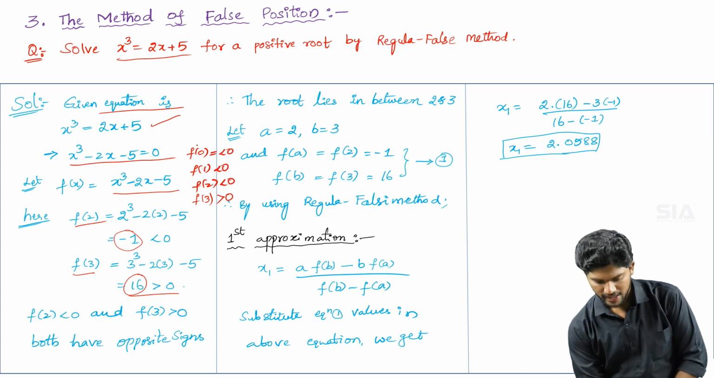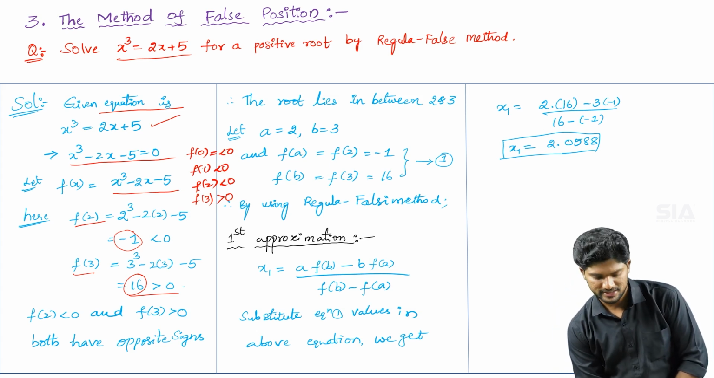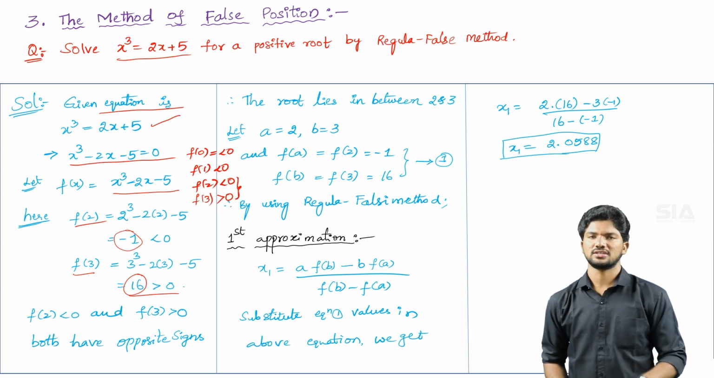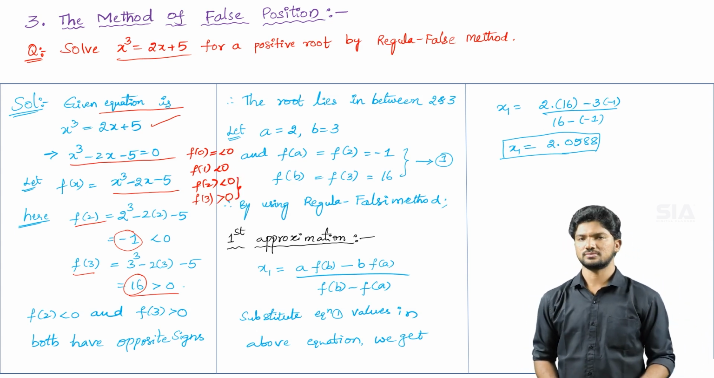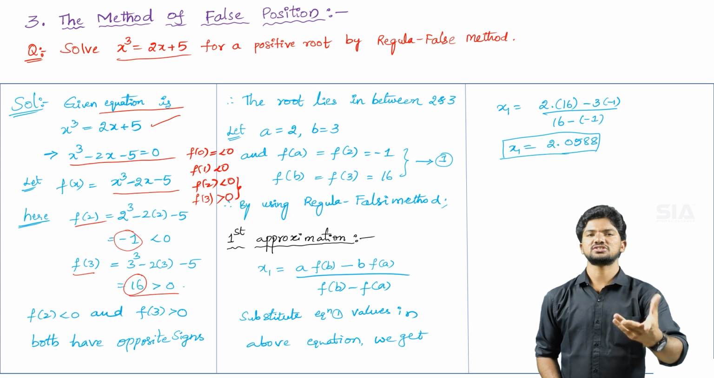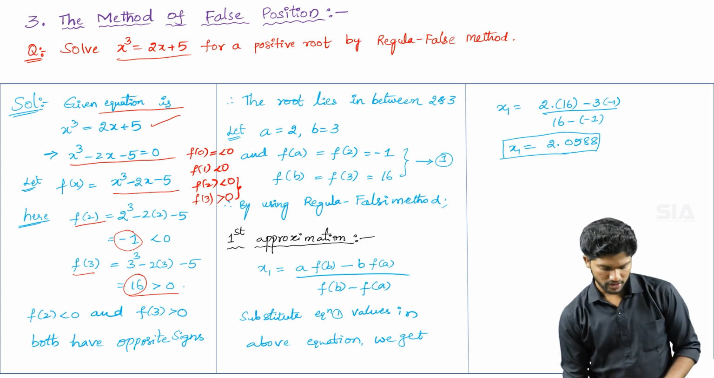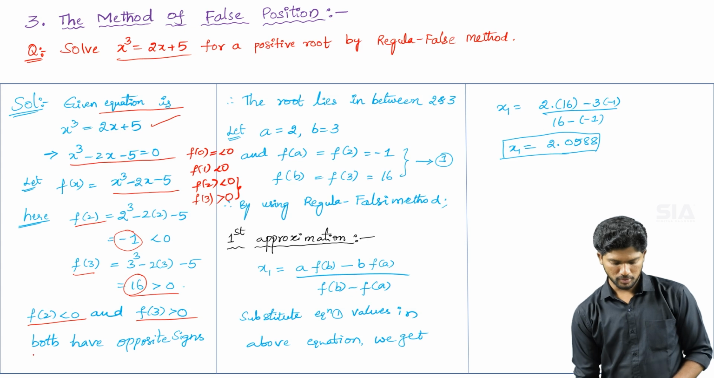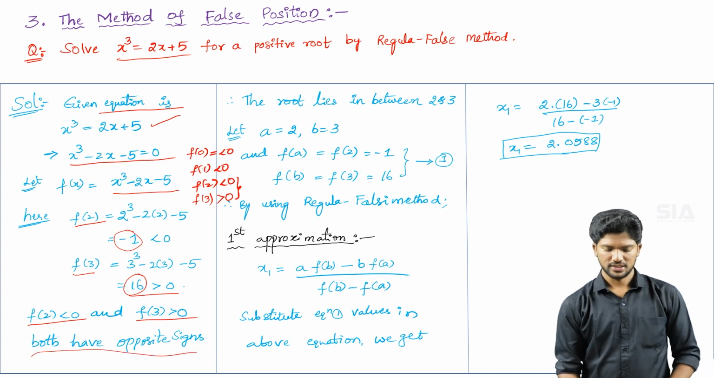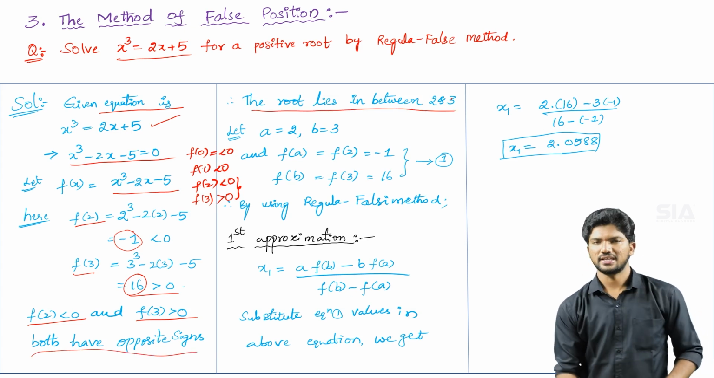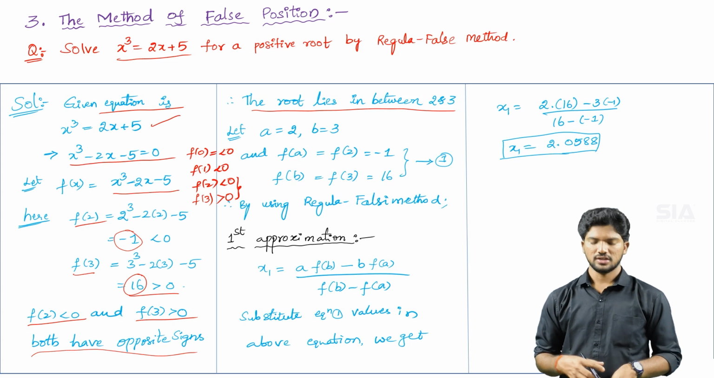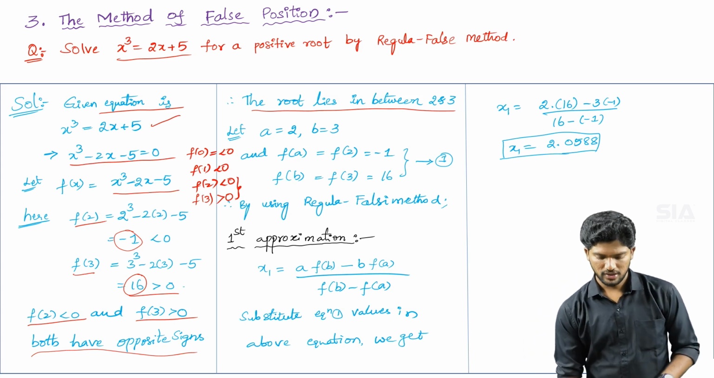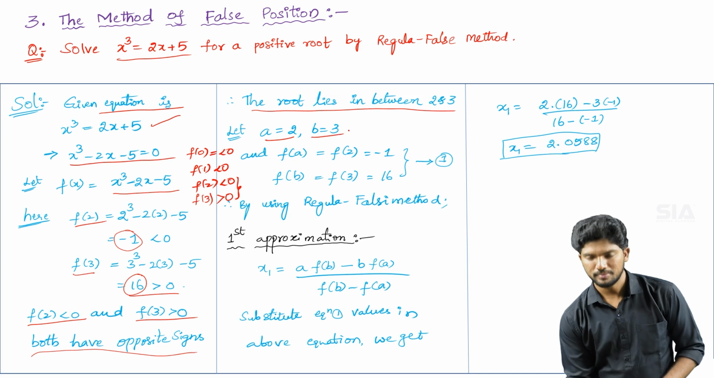So f of 0 less than 0, f of 1 less than 0, f of 2 less than 0, f of 3 greater than 0. Now you have to take those two consecutive values, because those two only have opposite signs. Therefore f of 2 less than 0 and f of 3 greater than 0 have opposite signs. So the root we are going to find lies in between 2 and 3. Let a is equal to 2, b is equal to 3.